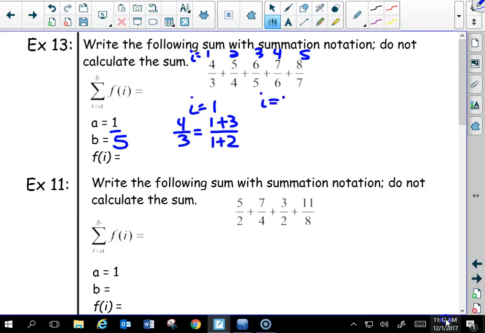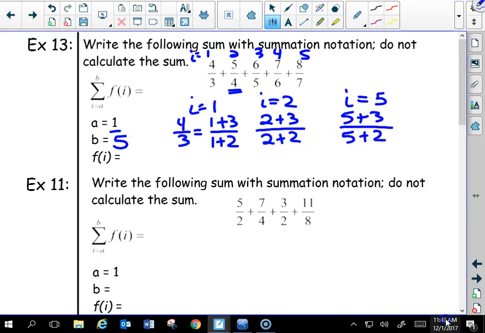All right, let's look at I equals 2. That would give me 2 plus 3 over 2 plus 2, and I definitely get to 5/4. Let's try it with a 5. And that also gets me to the 8/7. So our pattern is I plus 3 over I plus 2. All right, on to the next one.